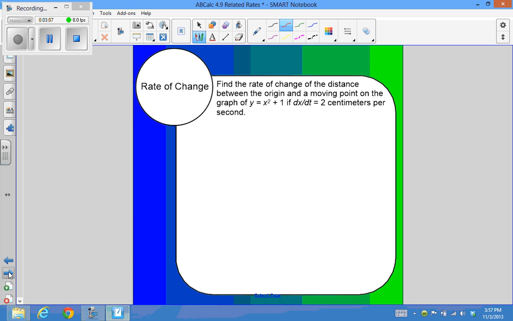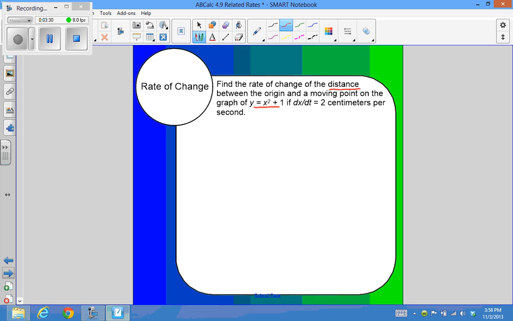This one says find the rate of change of the distance. That's a big thing right there. Between the origin and a moving point on the graph of y equals x squared plus 1, if dx/dt is 2 centimeters per second. Well, if you were just hitting it, you would probably jump right in and take the derivative of that right there. But that's not going to give you the distance.